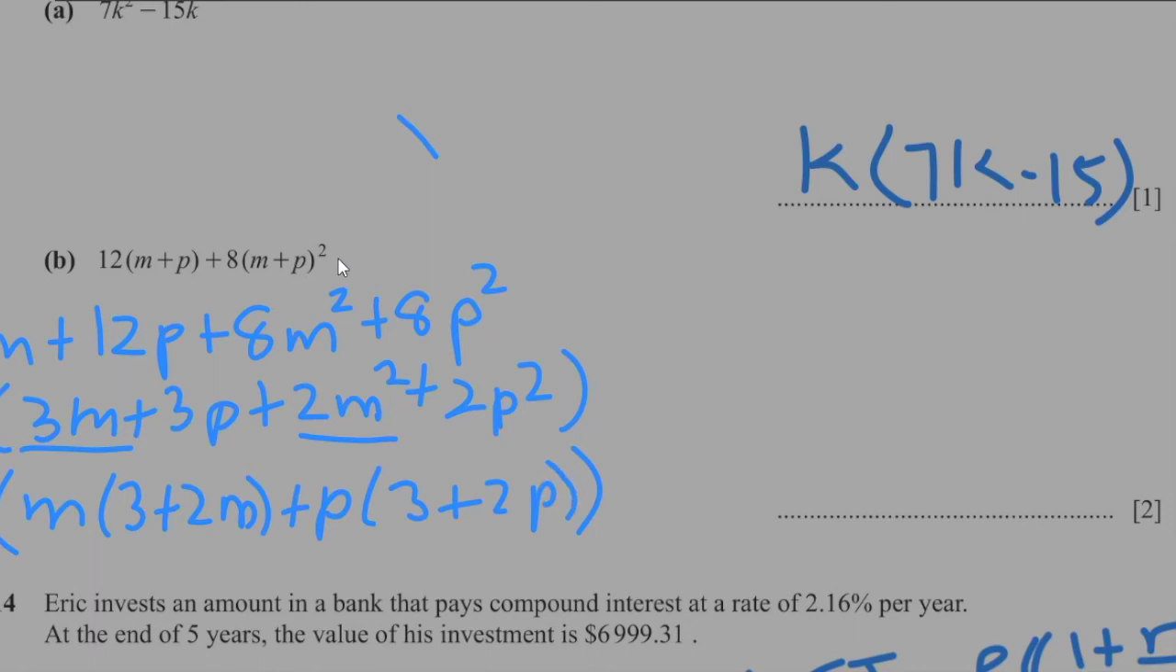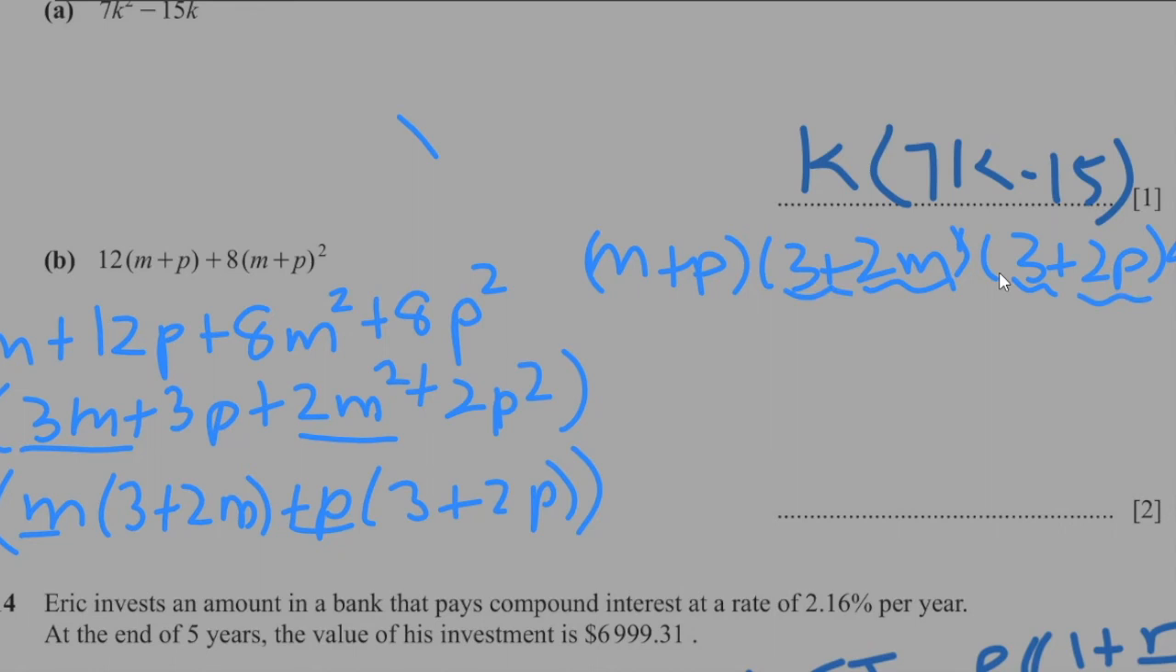Alright, so we have (m + p) as one of the brackets, multiplied by (3 + 2m), multiplied by (3 + 2p), and all of this multiplied by 4. So 3 over here is common. We need to combine 2m with 2p, which would be equal to (m + p) multiplied by (3 + 2m + 2p), and everything multiplied by 4. And this is the answer.